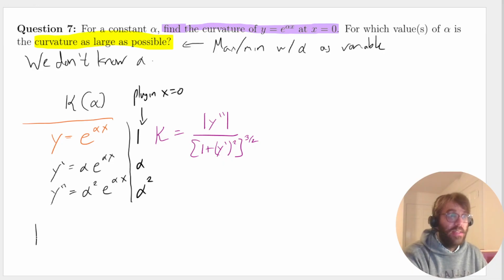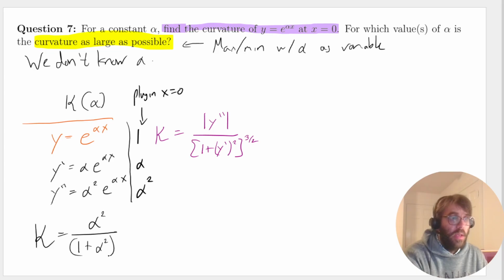And that now lets us compute kappa. Kappa is the absolute value of y double prime. That's alpha squared. It's already positive. Over 1 plus alpha squared, that's y prime squared, to the 3 halves. That's a formula for our curvature.